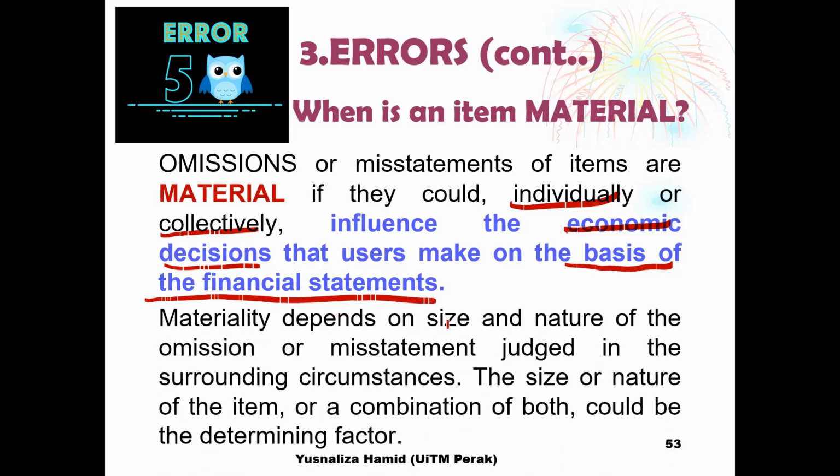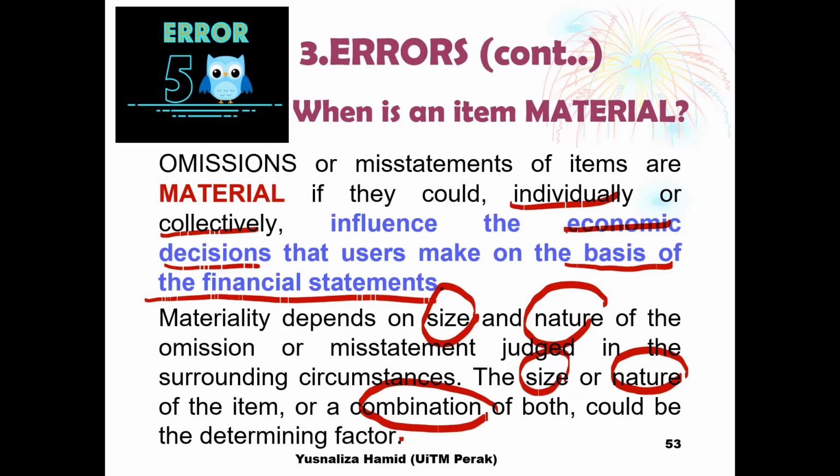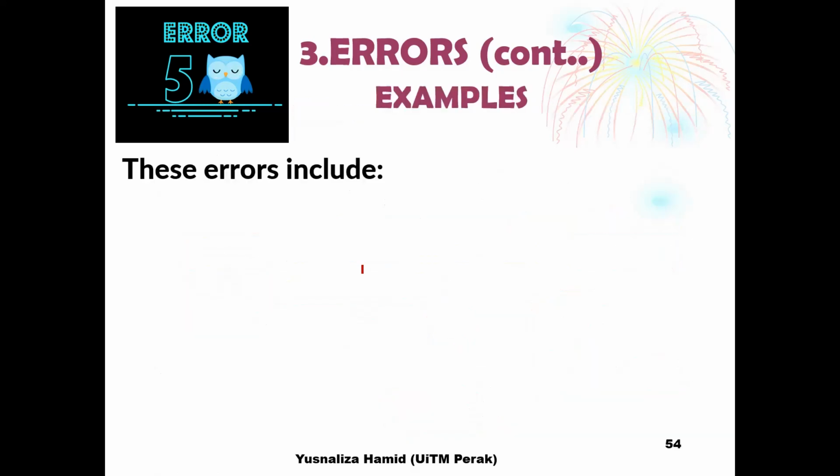Materiality depends normally on the size and nature of the omission or misstatement, judged in the surrounding circumstances. The size or nature of an item, or a combination of both, could also be the determining factors. The size of the error, the nature of the item, or the combination of size and nature could also determine whether or not the item is material.